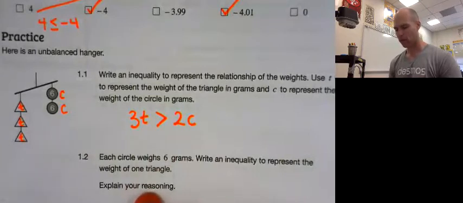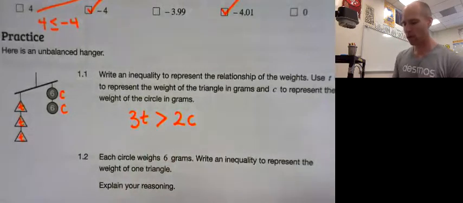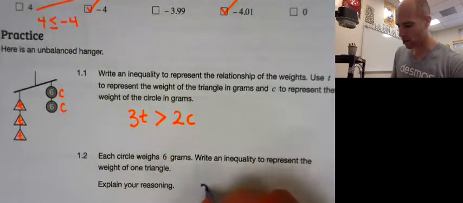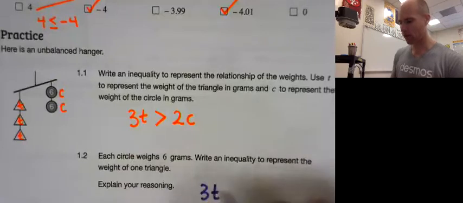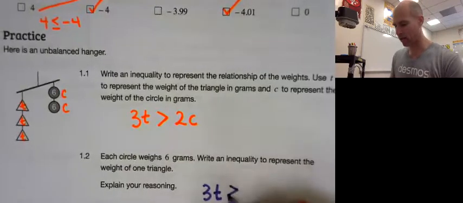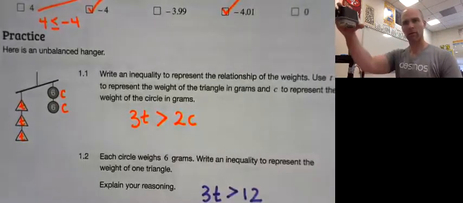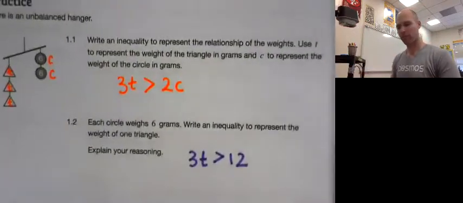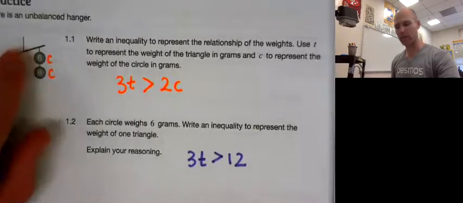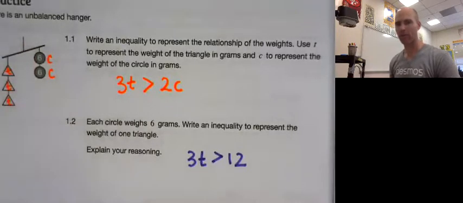Okay, well, we know that 3 triangles has to be heavier than 12. I got that 12 from the fact that there's 2 circles over here. 6 plus 6 makes 12.